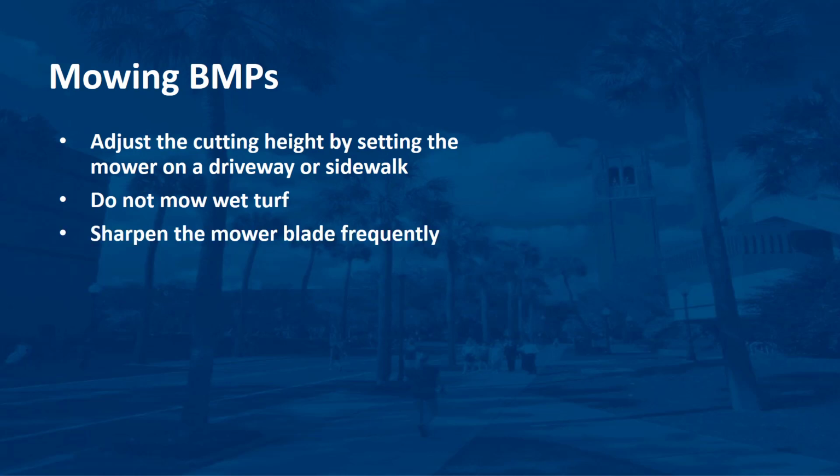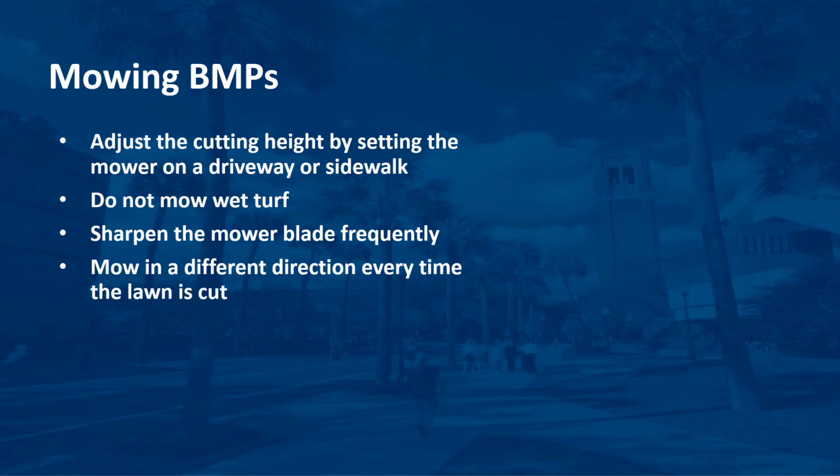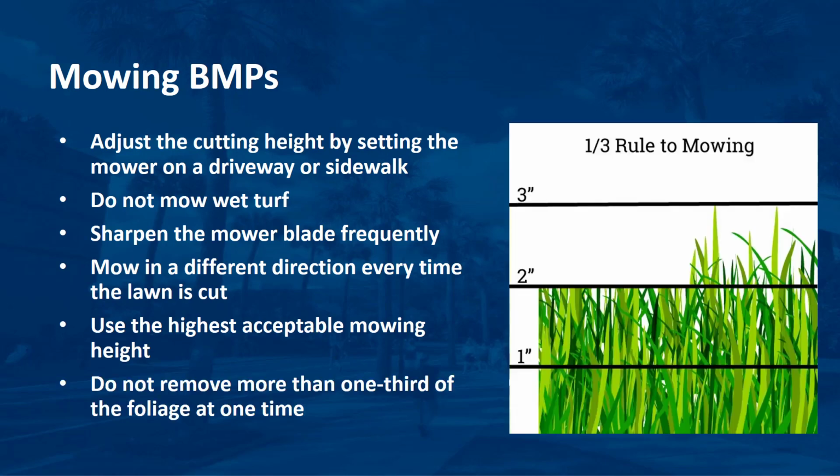Sharpen the mower blade frequently enough to prevent a ragged appearance to the turf. Mow in a different direction every time the lawn is cut. This prevents wear patterns, reduces the grass laying over in the same direction, and reduces the possibility of scalping. Use the highest acceptable mowing height for the grass being grown. Do not remove more than 1/3 of the foliage at one time.